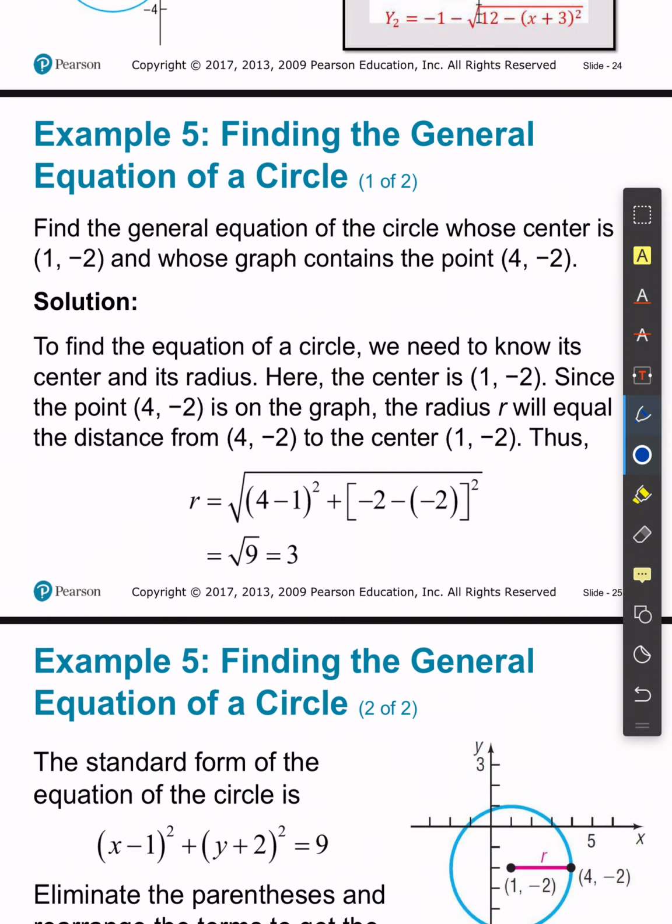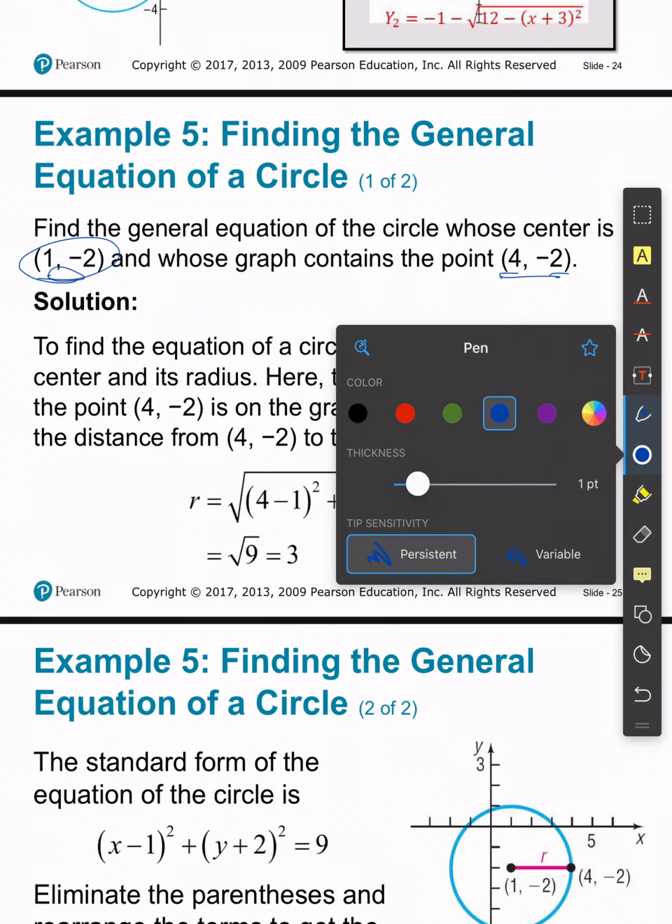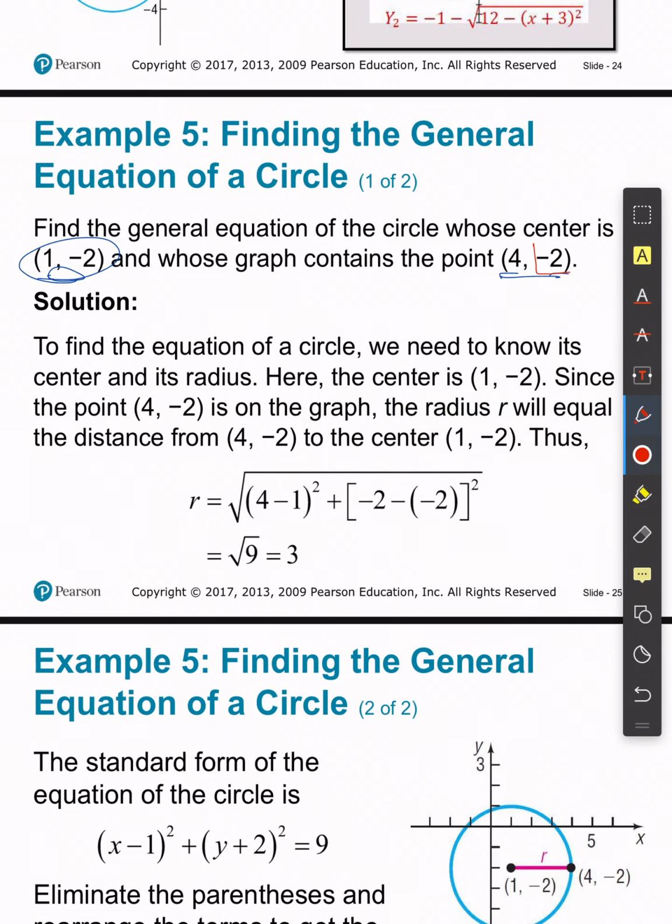For example 5, it says find the general equation of the circle. If we're looking for a general equation of the circle, and we're given the center, and it says whose graph contains the point 4, -2, then if the graph contains this point and we know the center, I can find the radius. What I'm noticing here, you guys, is that the y values are the same. So from center to this point, it's just going to be the difference in the x. So I know that that's 3.